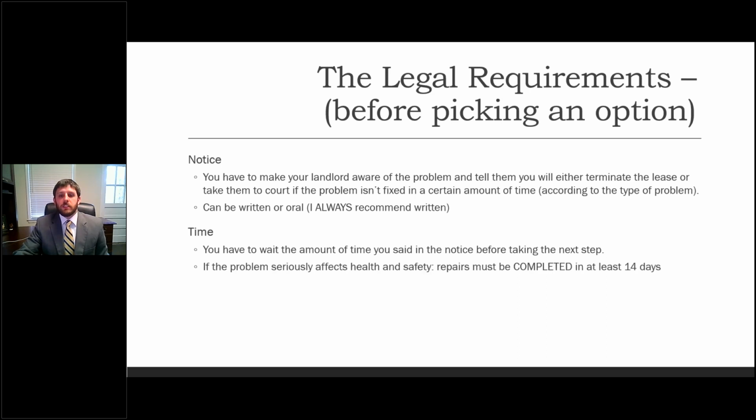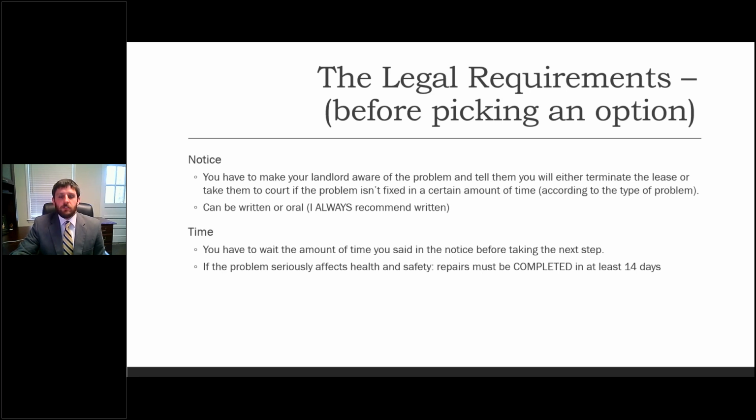If the problem seriously affects health and safety, repairs must be completed within 14 days. So things that seriously affect health and safety, like if there is a nail sticking out of the doorway that you can snag your elbow on, if there's a broken stair, if there's black mold, things that are genuinely unsafe or unhealthy about the property, you can give them at least 14 days to finish repairing it.